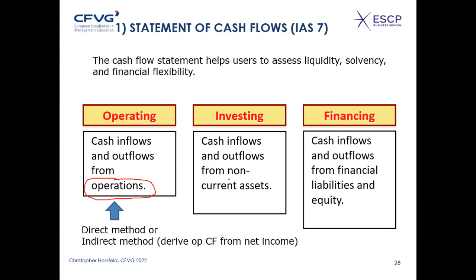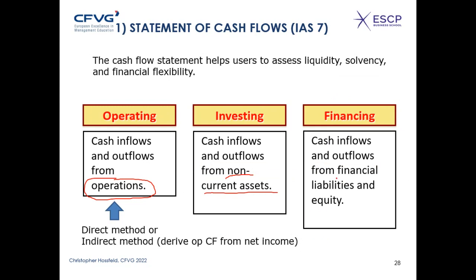Investing cash flows are all cash flows that relate to non-current assets. So I buy a new machine and I pay cash. That would be an investing cash outflow, minus sign. Okay, I sell a machine and somebody pays me money for this. There would be an investing cash inflow, positive sign, plus.